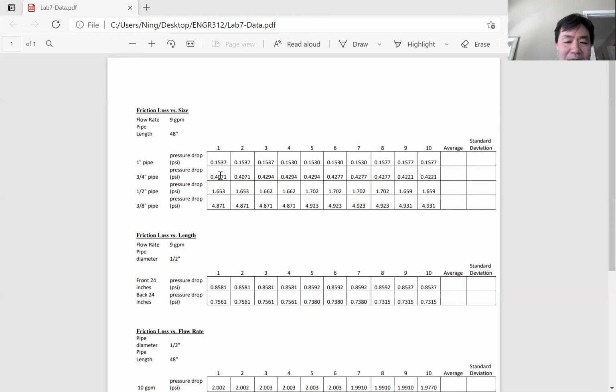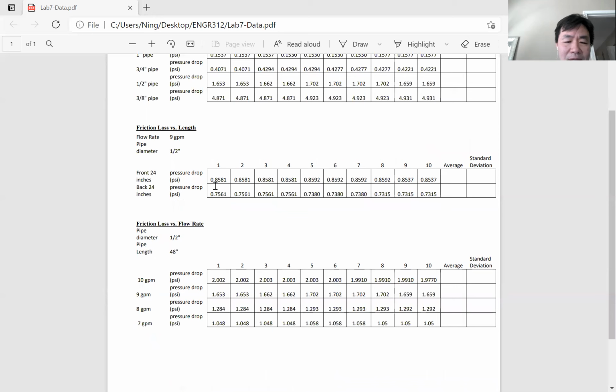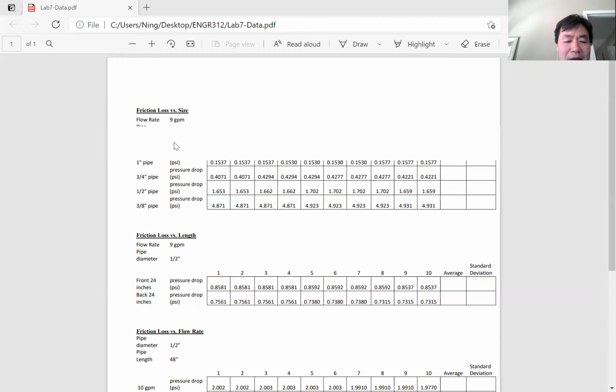Same thing here for the second part of the experiment. You have 2 lengths, the first 24 and the second 24, so total 48. The total 48 was actually already measured in the previous set, since it's a 1/2 inch pipe at 9 GPM. So this third set of data is the total 48-inch pressure drop. Here, we measure the first 24-inch and the second 24-inch.